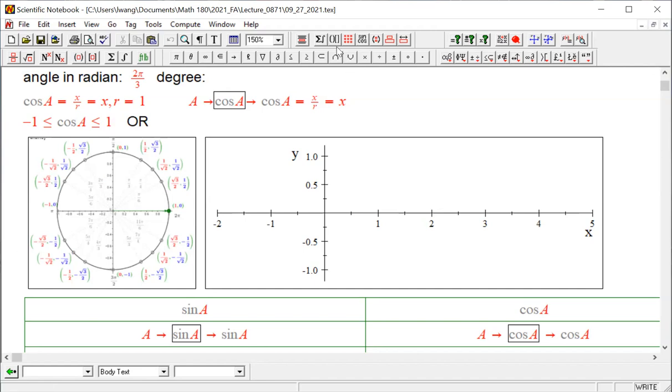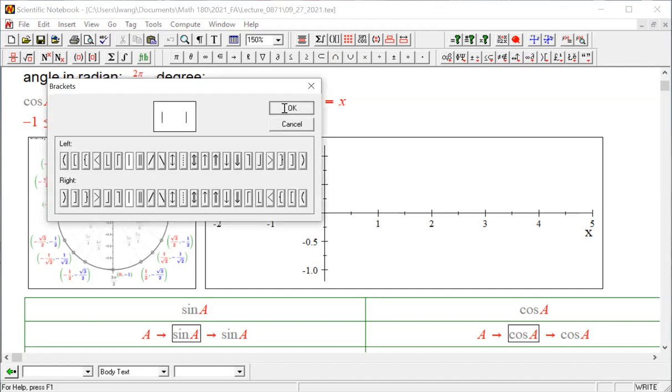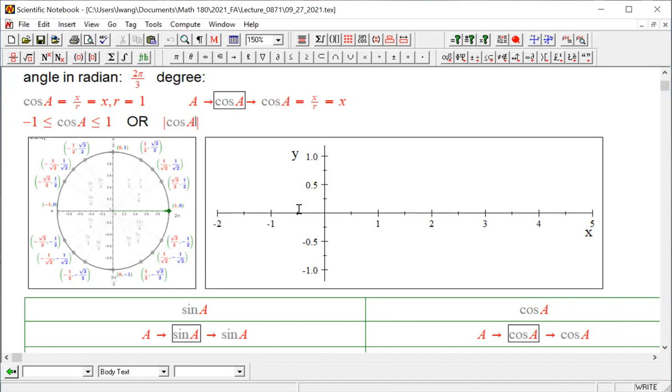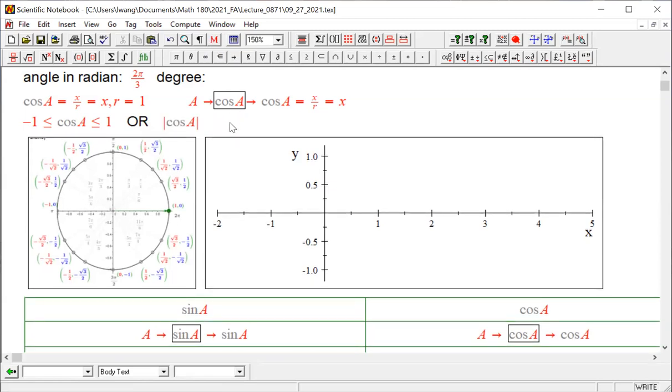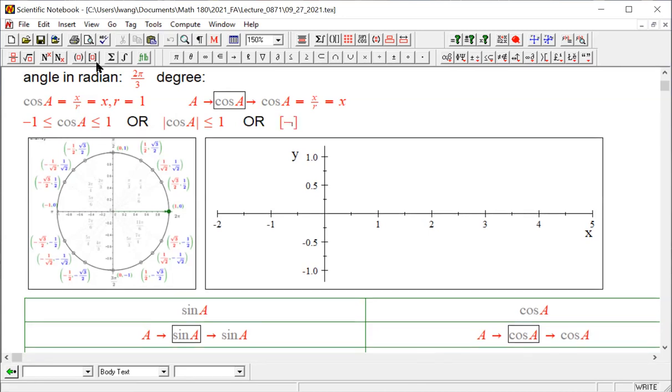Or, cosine of any angle is less than or equal to +1. I meant to give you guys a break soon, okay? And the last one, which is least useful. I'm not saying it's not useful. I say it's the least useful. You follow me?